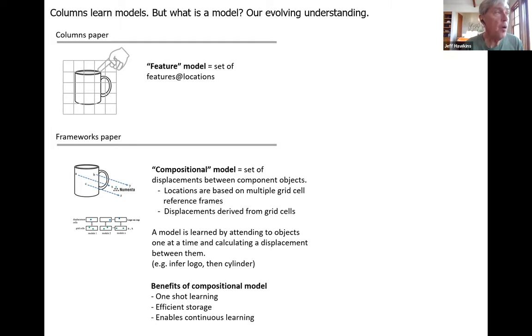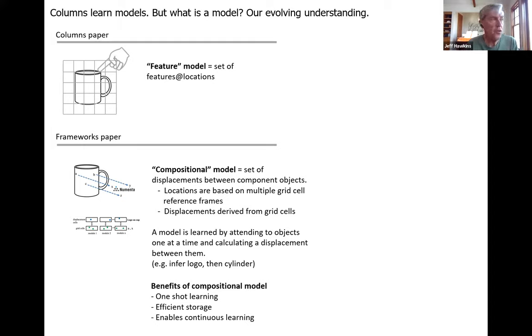The model we proposed was based on grid cell modules. We had to assume that each column had a set of grid cell modules, and an equivalent one-to-one corresponding set of displacement cell modules. There are a lot of benefits to this kind of computational model and the way we described it in the frameworks paper. One is that it's one-shot learning. To build a new object out of two other objects, it just requires two attentional moments: attend to the logo, attend to the cup, and now I can learn the entire relationship.